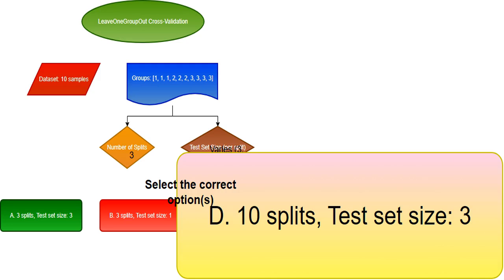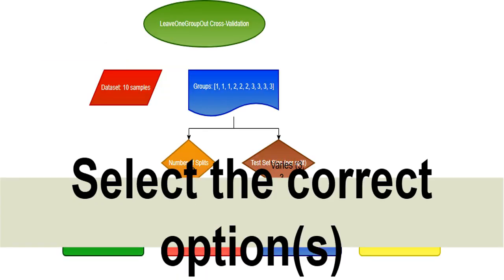The number of splits is determined by the number of unique groups, not the total number of samples. This is the instruction to choose the best answers based on my understanding of LeaveOneGroupOut and the given data. The multiple choice options, which I analyzed above, are available to choose from.